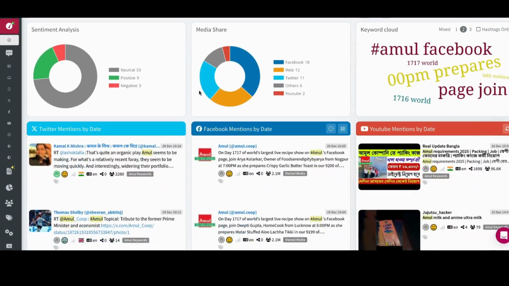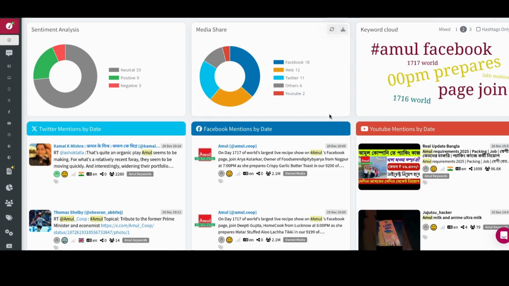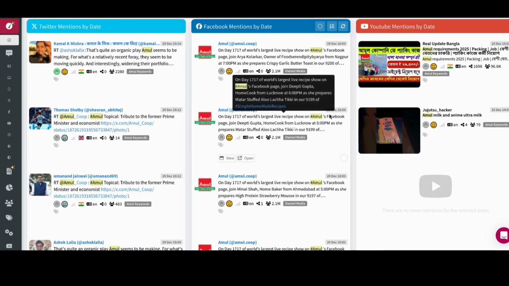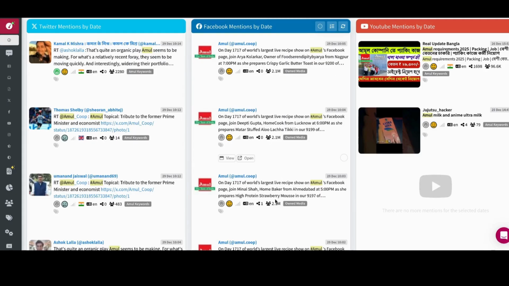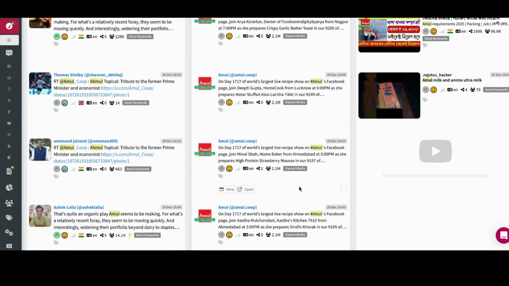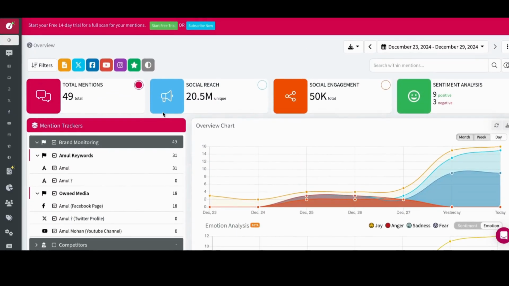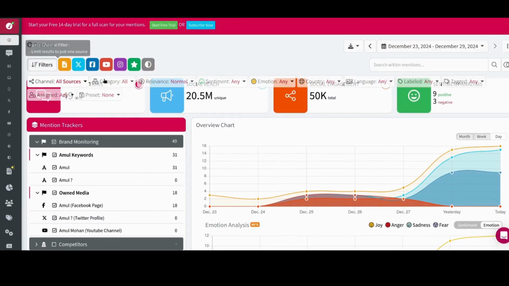And similarly we have a graphical representation of sentiment and media shares. And we have keyword clouds of how many keywords and where they are used. So we'll get an overview of these. You can get a snapshot of Amul's social presence, mention, sentiment, and reach. You can filter the data by time range, platform, language, and more, like we saw above in these filters.